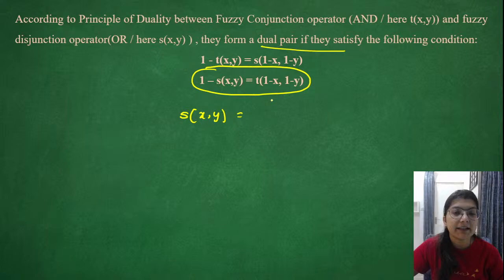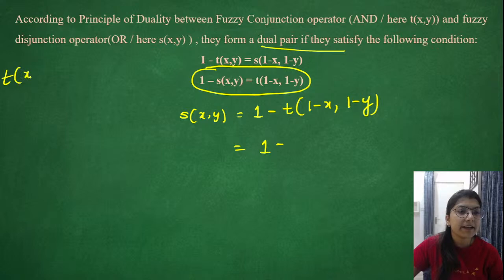So now what will we do? Now we will substitute. What was T(x, y)? T(x, y) was xy whole upon x plus y minus xy. Now we'll substitute the values 1 minus x and 1 minus y.